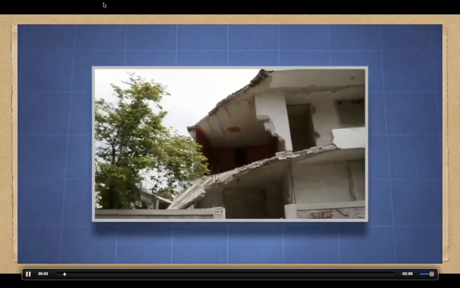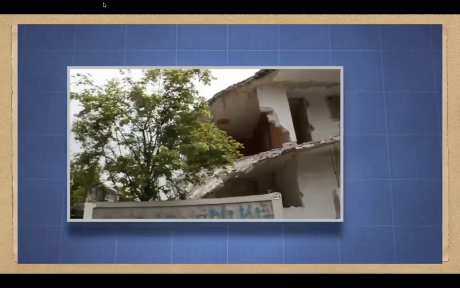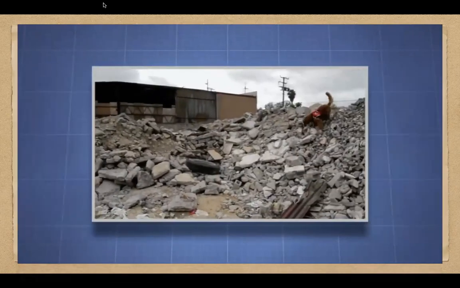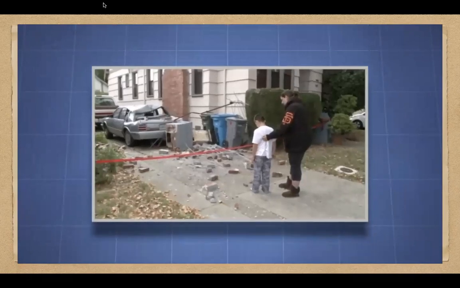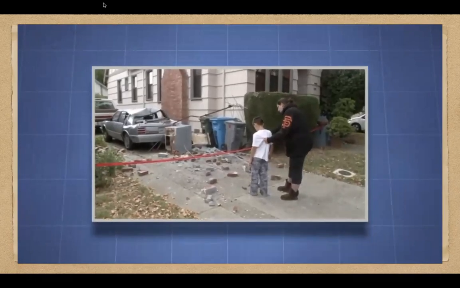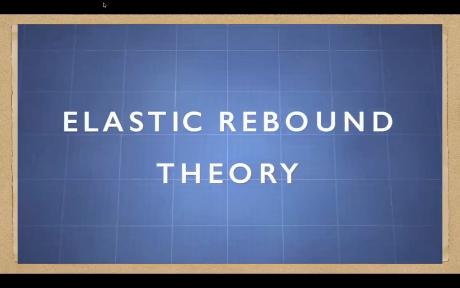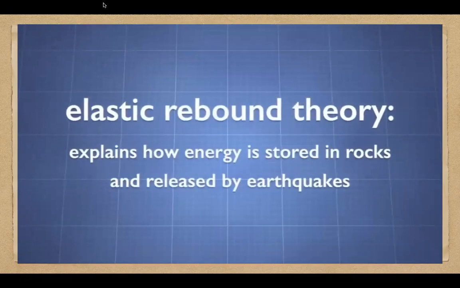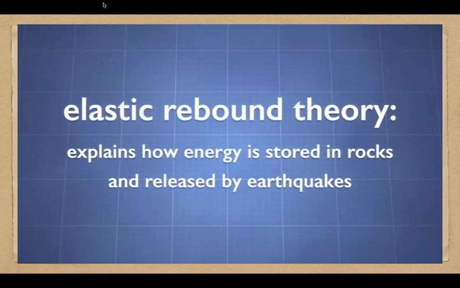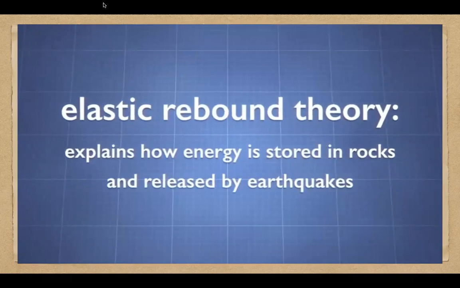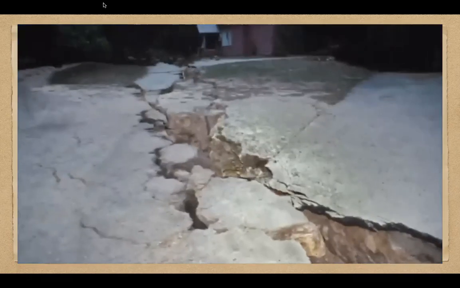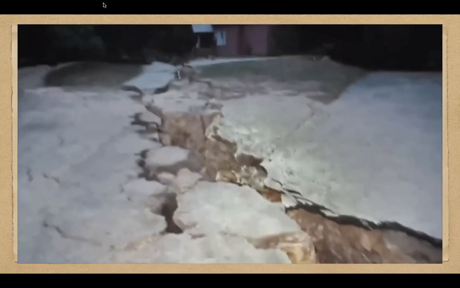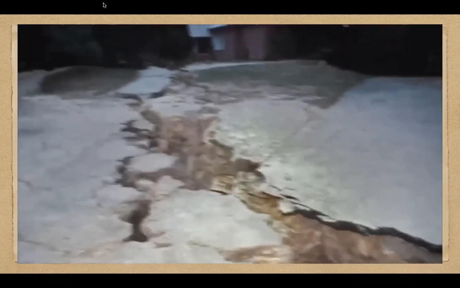Earthquakes are one of nature's most devastating events. They occur when a large buildup of stress within Earth's crust is suddenly released. Why does this happen? The answer is elastic rebound theory. Elastic rebound theory explains how energy is stored in rocks and released by earthquakes. This energy is transferred through rocks, causing them to move, which we experience as an earthquake.